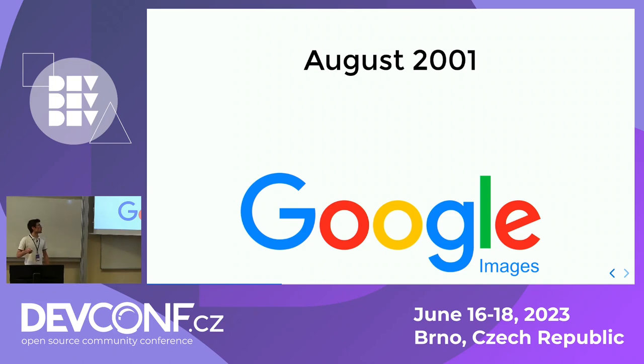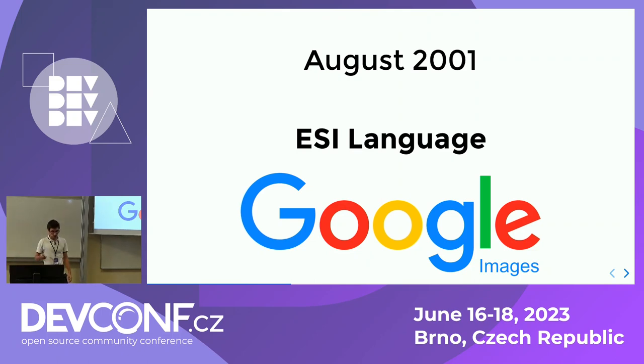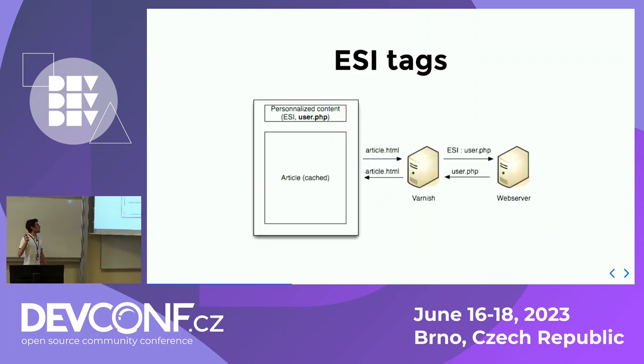In August 2001, Google Image was released and we discovered the ESI language. The ESI language comes with the ESI tags.